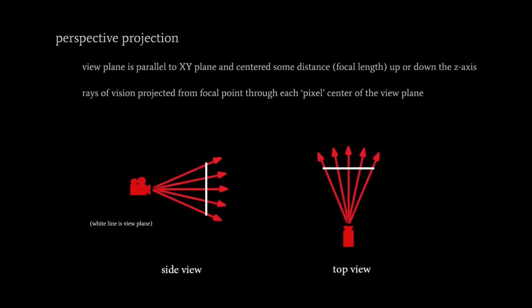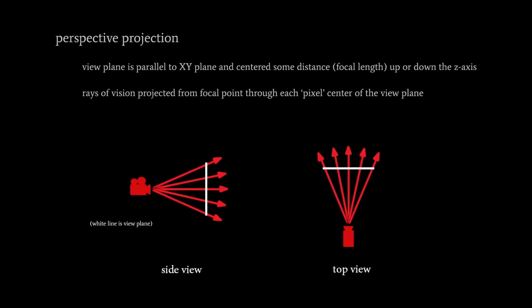To simulate what the human eye sees, or what a camera sees, we want, though, a perspective projection. And for a perspective projection, imagine that our view plane, instead of sitting on the origin, imagine we've moved it up the z-axis some distance from the origin. And that distance we'll call the focal length. And now imagine at the origin, which we can call the focal point, it's our center of vision.